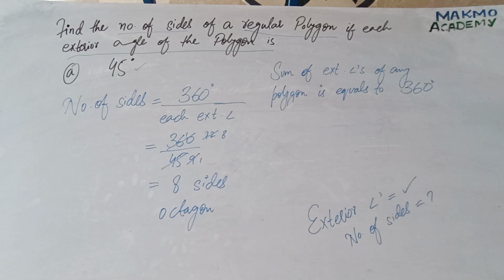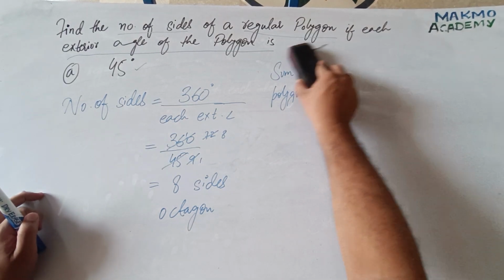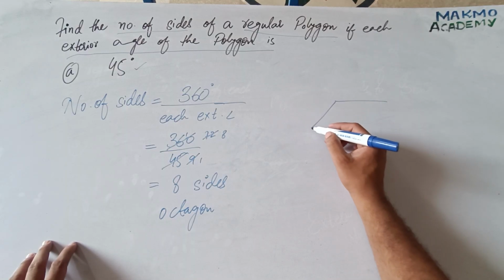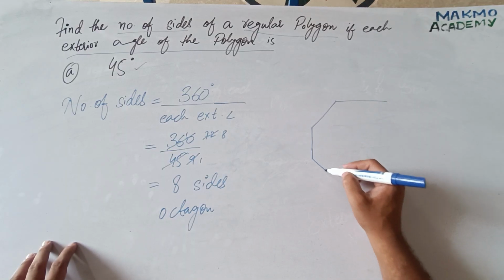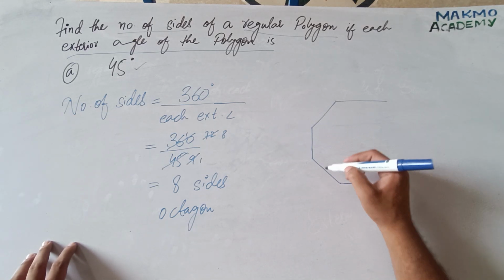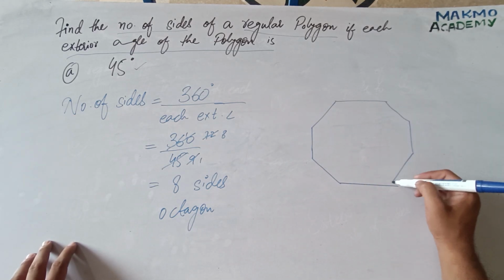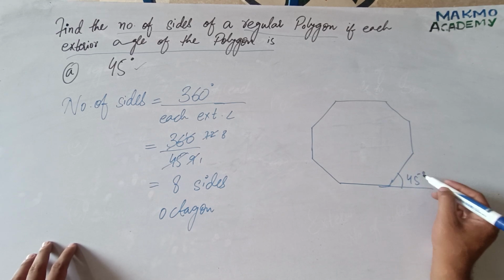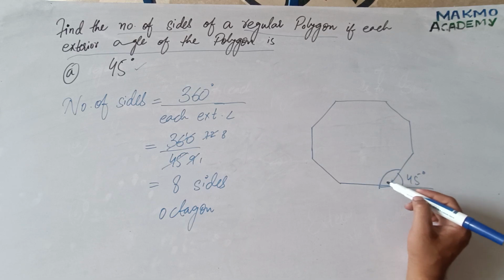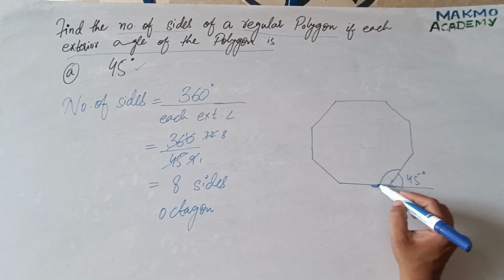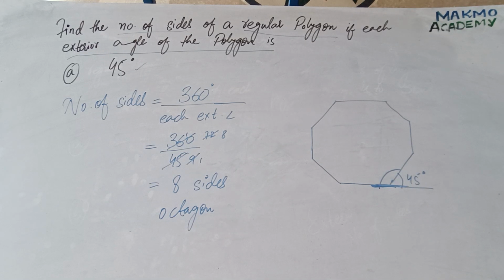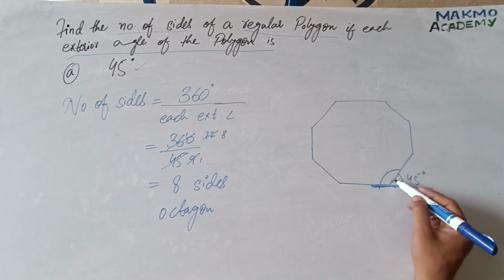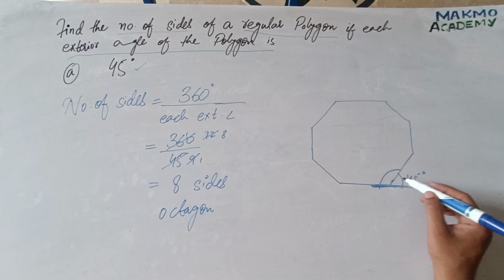And if we want to find the size of each interior angle, keep this in your mind. For example, let's construct an octagon: one, two, three, four, 5, 6, 7, and 8. Each exterior angle is 45 degrees. The exterior angle and interior angle are always on a straight line, so the relationship between exterior angle and interior angle is always supplementary. They are angles on a straight line.